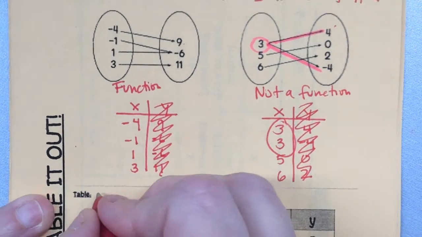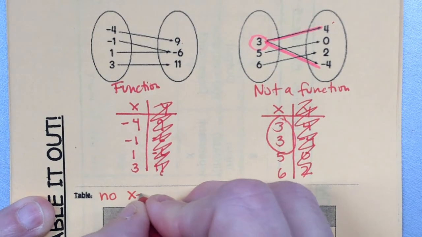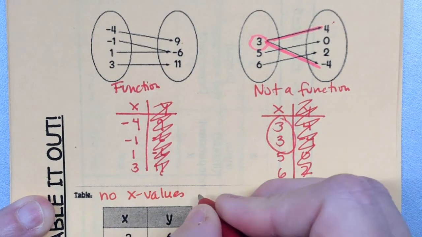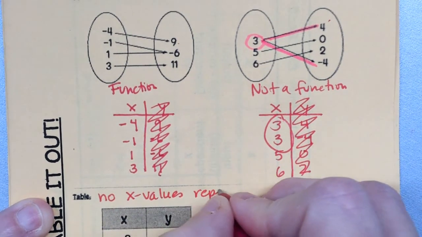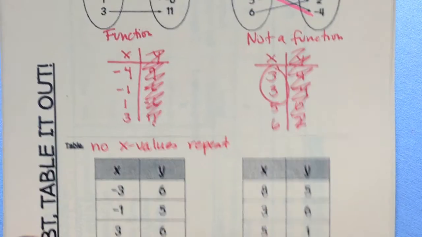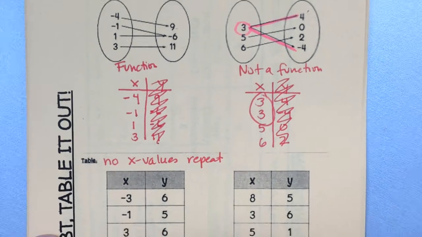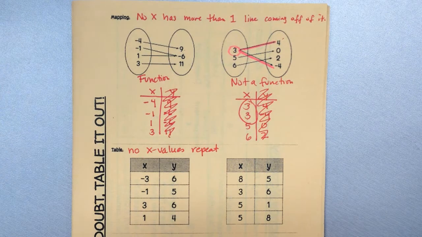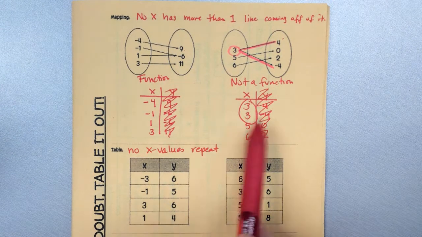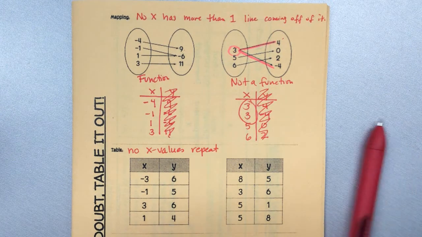Okay, because for a table, no X values repeat. What questions can I answer so far? Okay, I want you to copy this down, and then I want you to try those 2 tables for me.